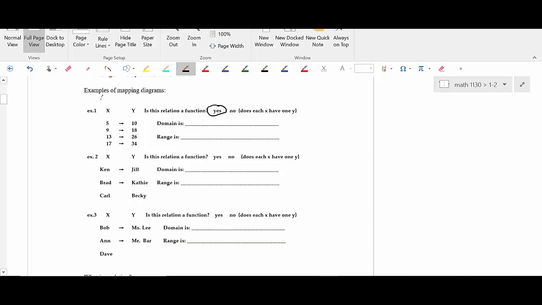Okay, the domain is really all the inputs. That's the x. So you just write that as, just list it, 5, 9, 13, 17. That's the domain. The range is all of the y's, or the outputs. So that is 10, 18, 26, 34, like that.